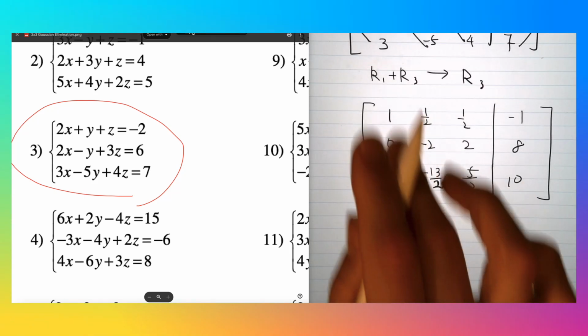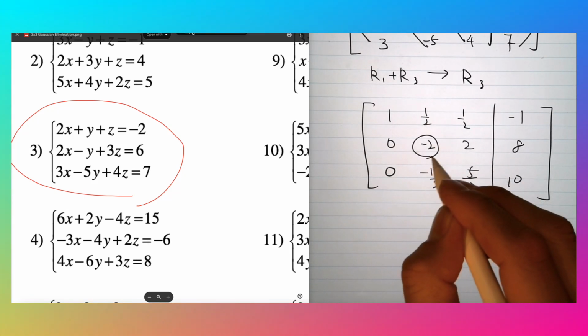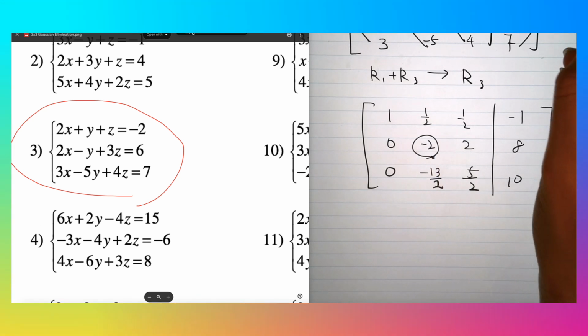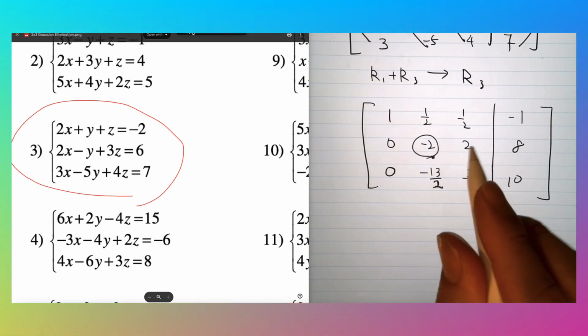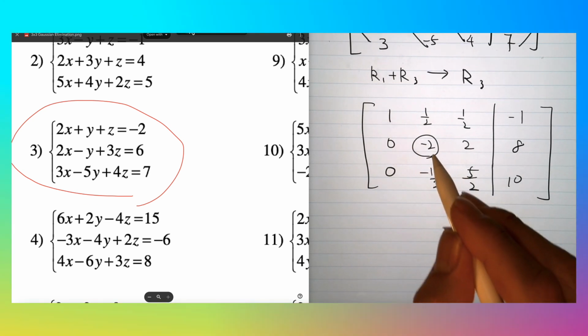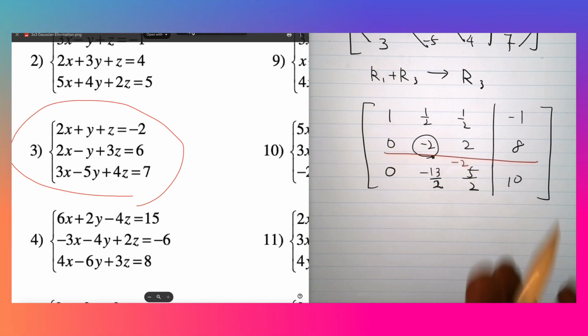Alright, so we're done with the left column. And I'm going to tackle the element in the very middle. This part is actually easy because we want the backslash diagonal to be all 1. I just need to divide the entire second row by negative 2.